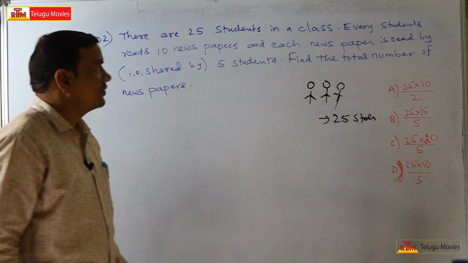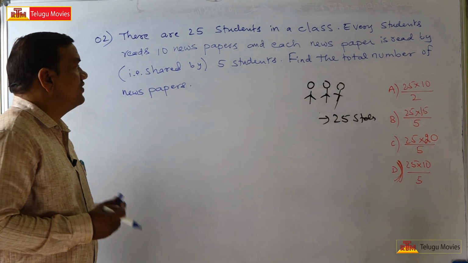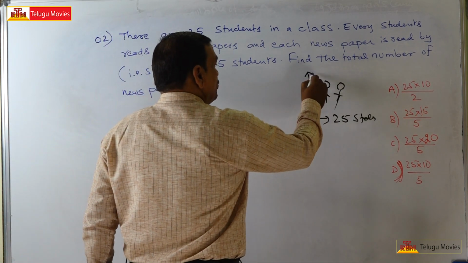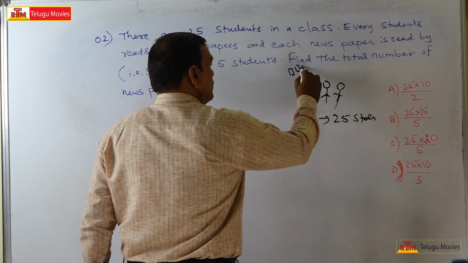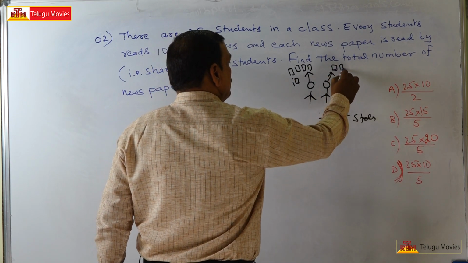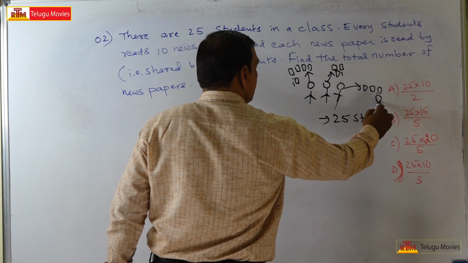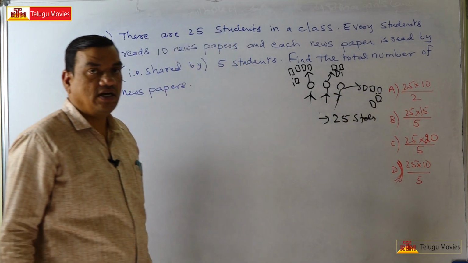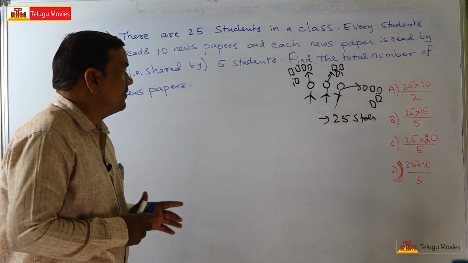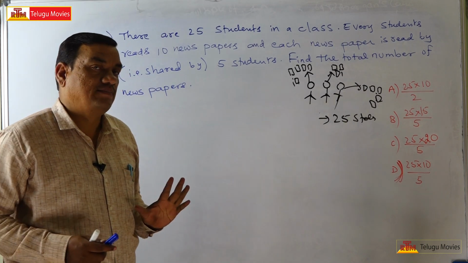Every student reads 10 newspapers. That means this student reads 10 newspapers, 1, 2, 3, 4, 5, like this, 10 newspapers. He also reads 10 newspapers. He also reads 10 newspapers. Understand this? Altogether 25 students are there, and every student reads 10 newspapers.